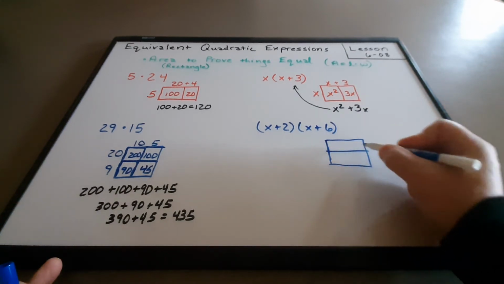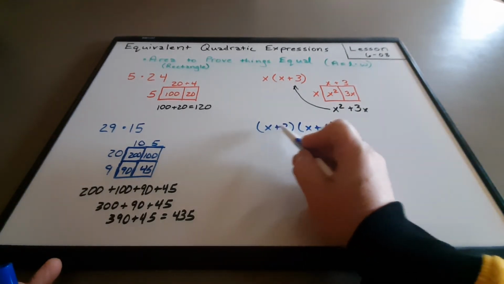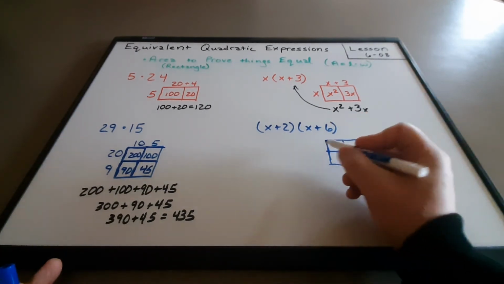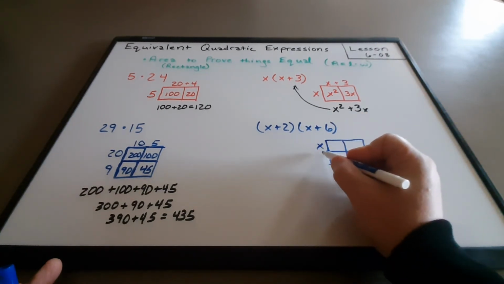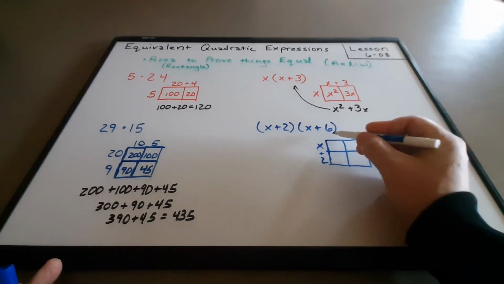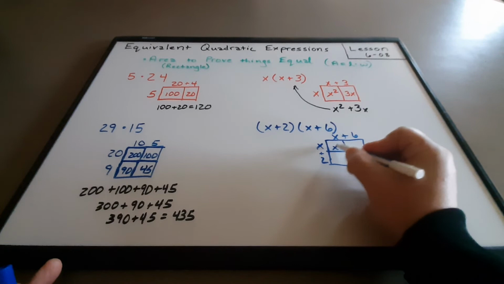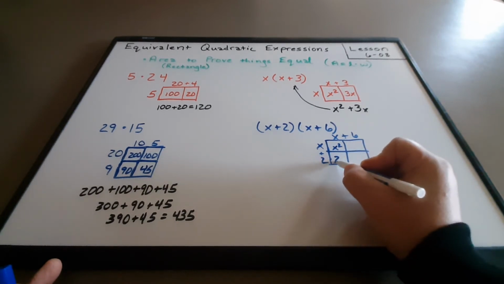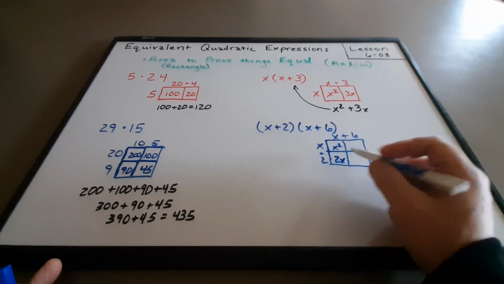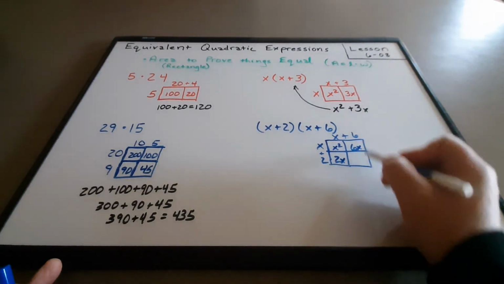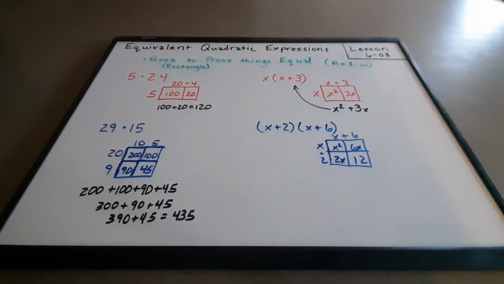So again, we're going to split this one into two parts. There's an x and a 2 and x and a 6. We need two parts on both sides. So x, and then we have the positive 2, x, and the positive 6. This creates x squared. This creates 2x, 2 times x. X times 6 is 6x. 2 times 6 is 12. And then we write this out as an addition problem.